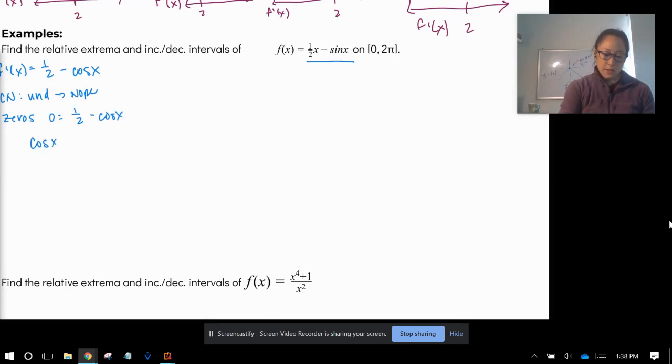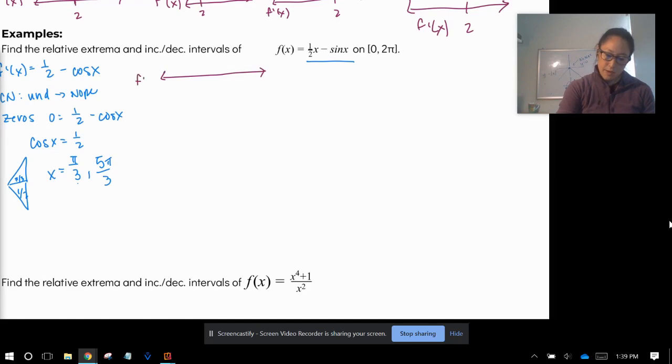So when does cosine x equal 1/2? And that is pi over 3, and then reflected. So x is equal to pi over 3, and then 2 pi minus pi over 3 would give me 5 pi over 3. Double the bottom, subtract 1, remember. So now we set up our number line.